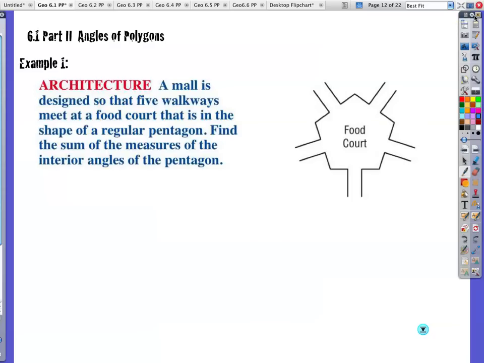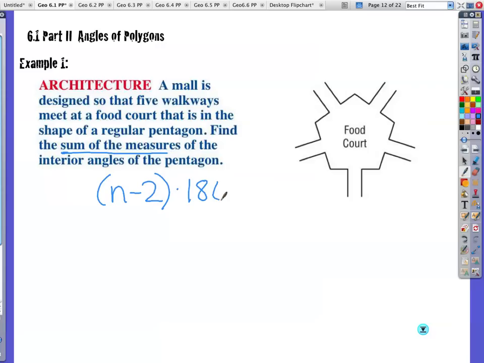All right, a mall is designed so that 5 walkways meet at the food court that is in the shape of a regular pentagon. Find the sum of the measures of the interior angles of the pentagon. So they want that. We have to be careful here with some of these questions. The sum of the measures. Okay, so basically all of those angles added up. Now, granted, you could just look at your little chart, but I don't know if you're going to memorize that or not. I just think we need to keep this in mind.